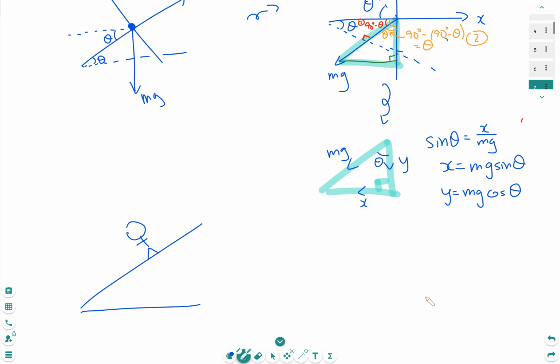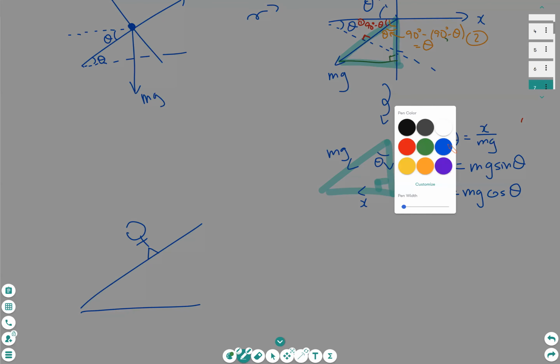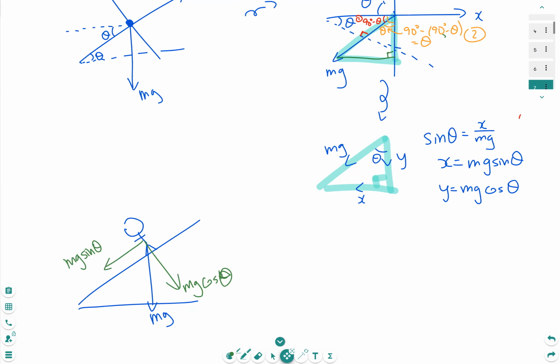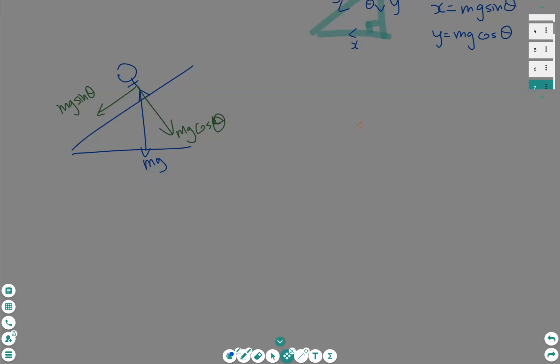So after this, what we have is your mg that was here. Now it has been resolved into the mg sine theta going downwards, and in the y direction, remember, the axis on the slope is tilted, it's at an angle like this, so that will be mg cos theta. So what am I trying to say in here? Here's a shortcut. Here's what you have to remember.